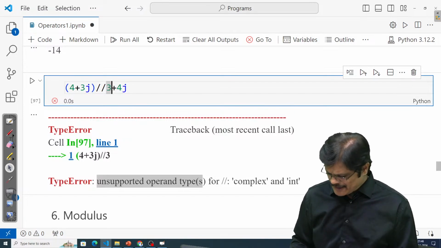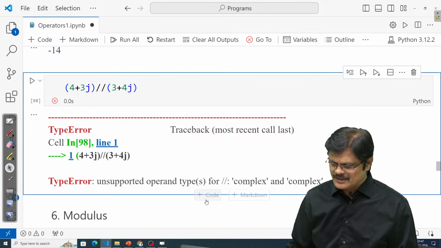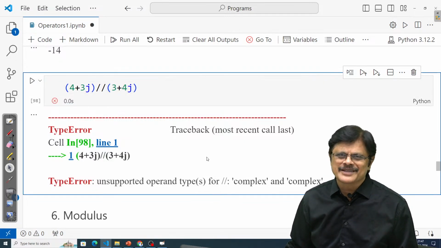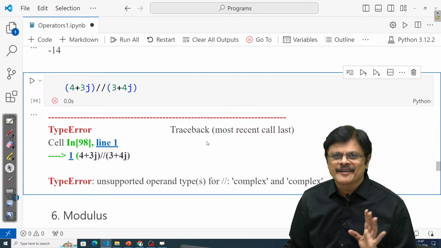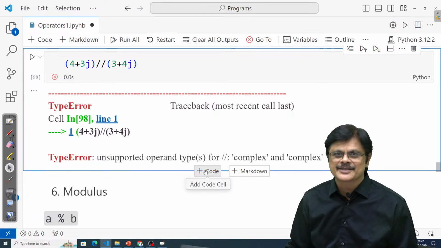Let's check. Even I don't know the rules for this, my dear friends, complex rules. I am just exploring it. So it is not defined for complex. Floor division is not defined for complex numbers. Please note that. And division by 0 will give you a division by 0 error.